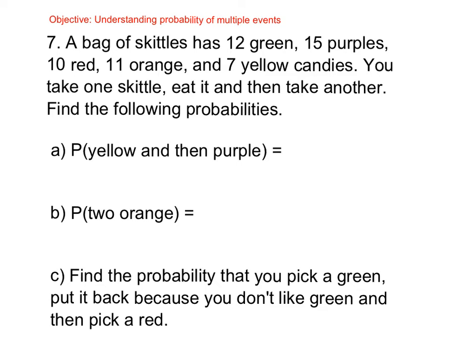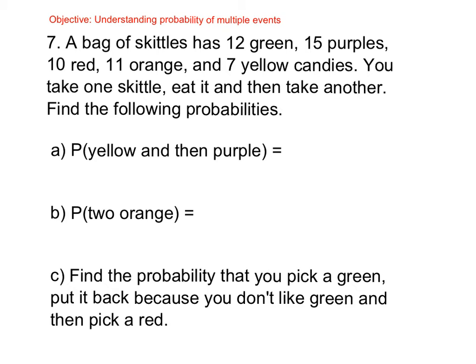All right, pause the video. Try it on your own. A bag of Skittles has 12 green, 15 purples. Why did I pluralize purples? 10 red, 11 orange, 7 yellow candies. You take one Skittle, eat it, and then take another. Find the following probabilities. So what do we always have to do first?